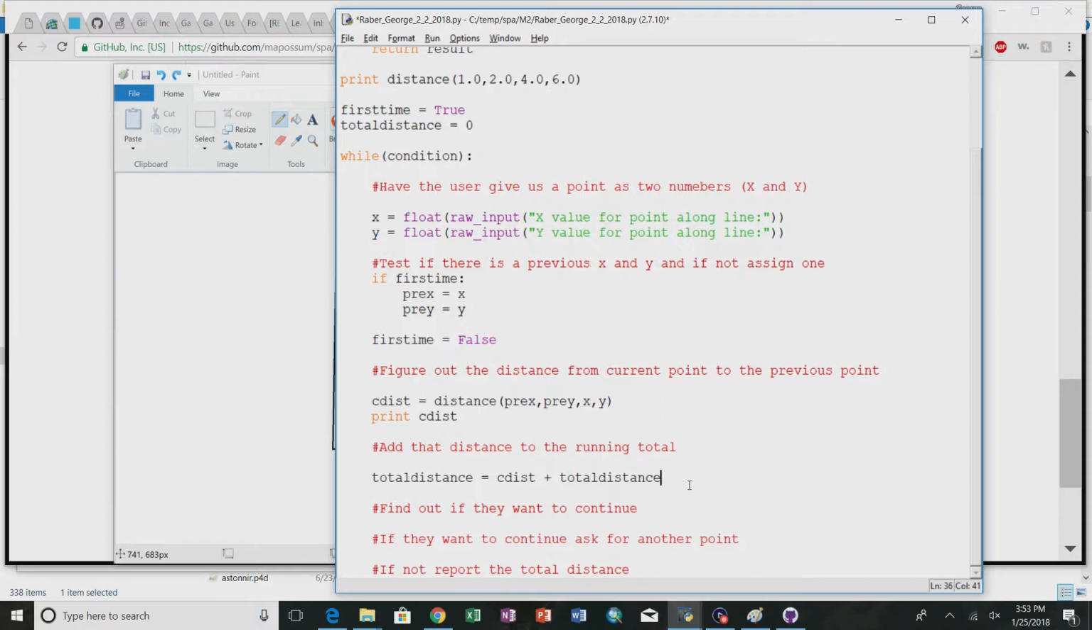All right. Find out if they want to continue. Do you want to continue? That's the next thing. Okay. So there we need to just enter the exact same logic we had before. We could even, well, let's do it a little bit different. We'll just say raw input.